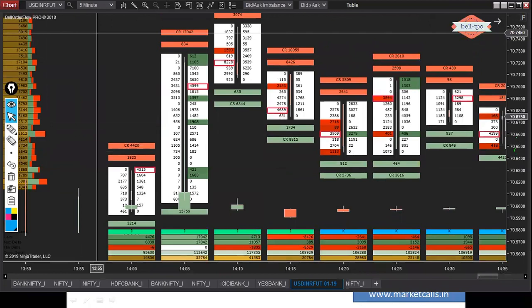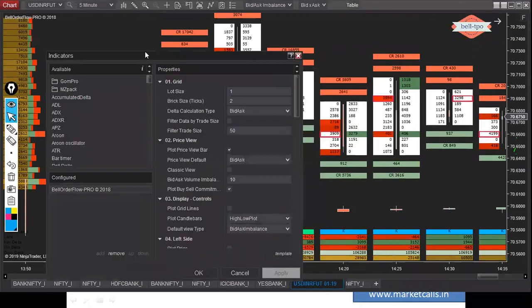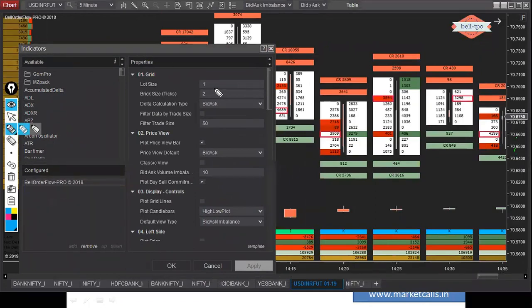Okay, to set the block size, right click over the chart, go to indicators. In this case, for USD/INR, the brick size I used is 2. That will be multiplied by ticks. The tick size in USD/INR is different. It's 0.0025, right? That's the minimum tick size possible in USD/INR. That is multiplied by 2. That means each and every block size is 0.005. So it records each and every block at 0.005. That's the tick size I'm using over here.